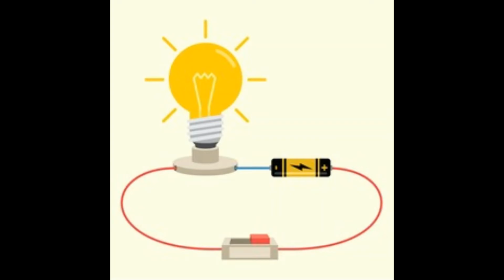When you flip a switch on, you close a circuit, and when you flip the switch off, you open a circuit. When the circuit is open, there is a gap in the circuit. Electricity will only travel through a closed circuit.